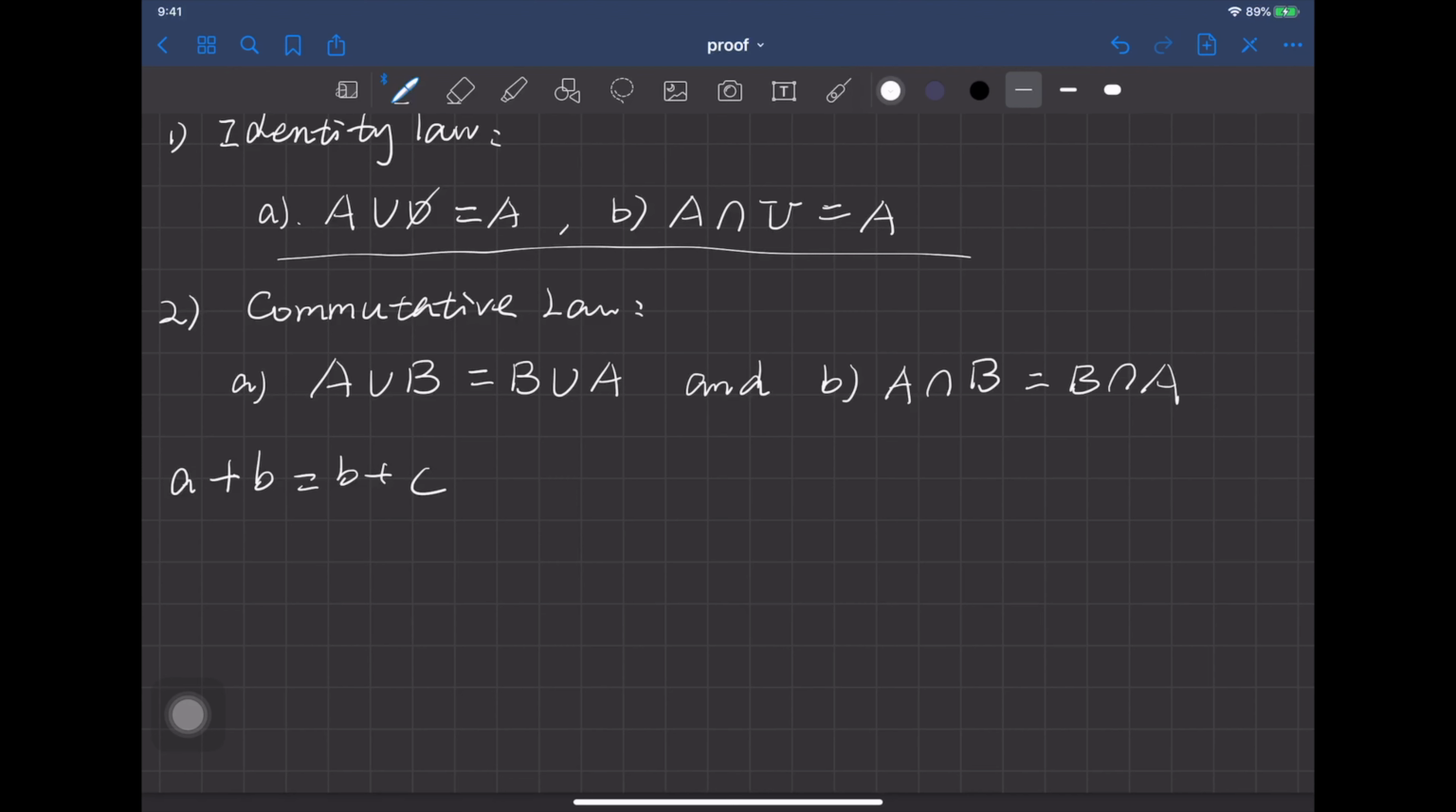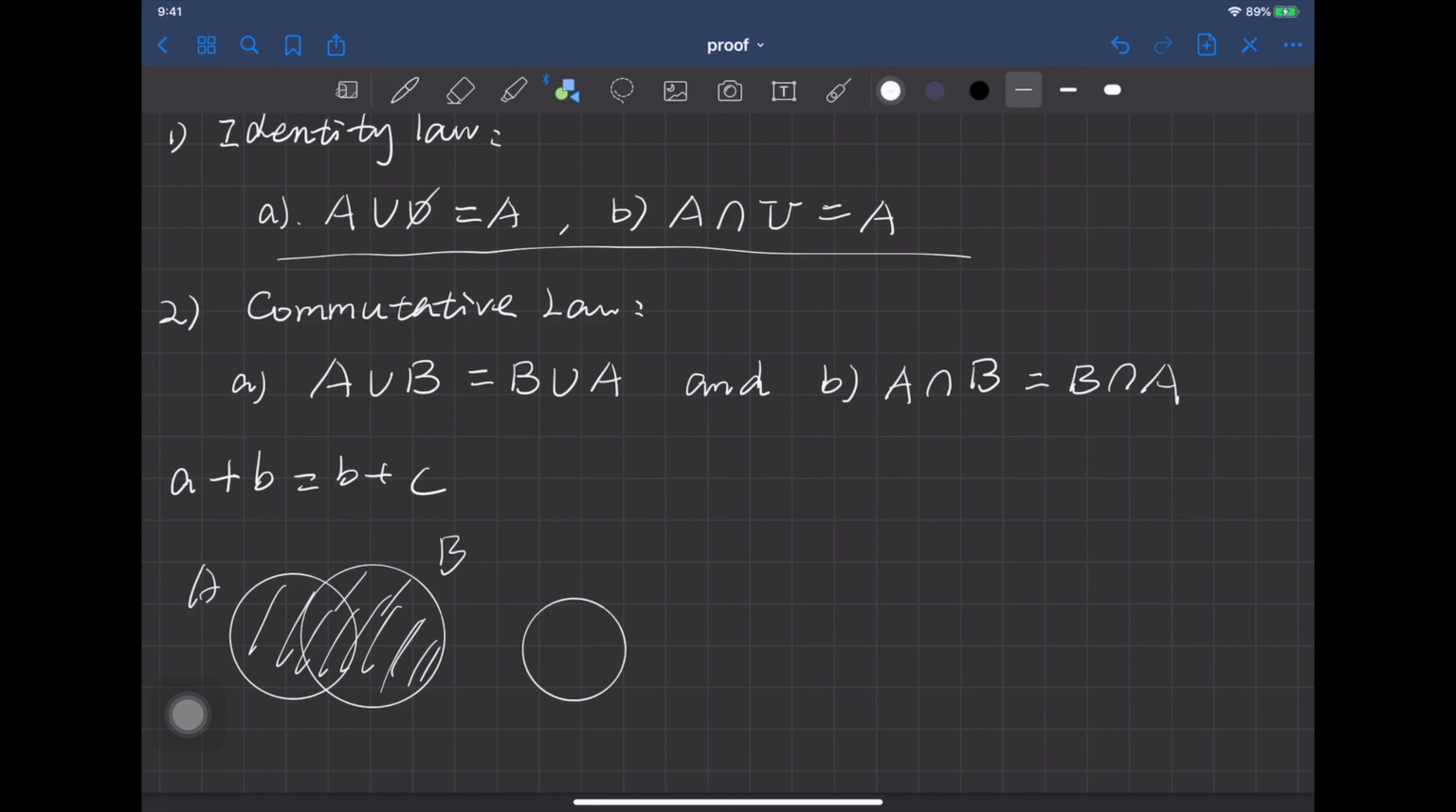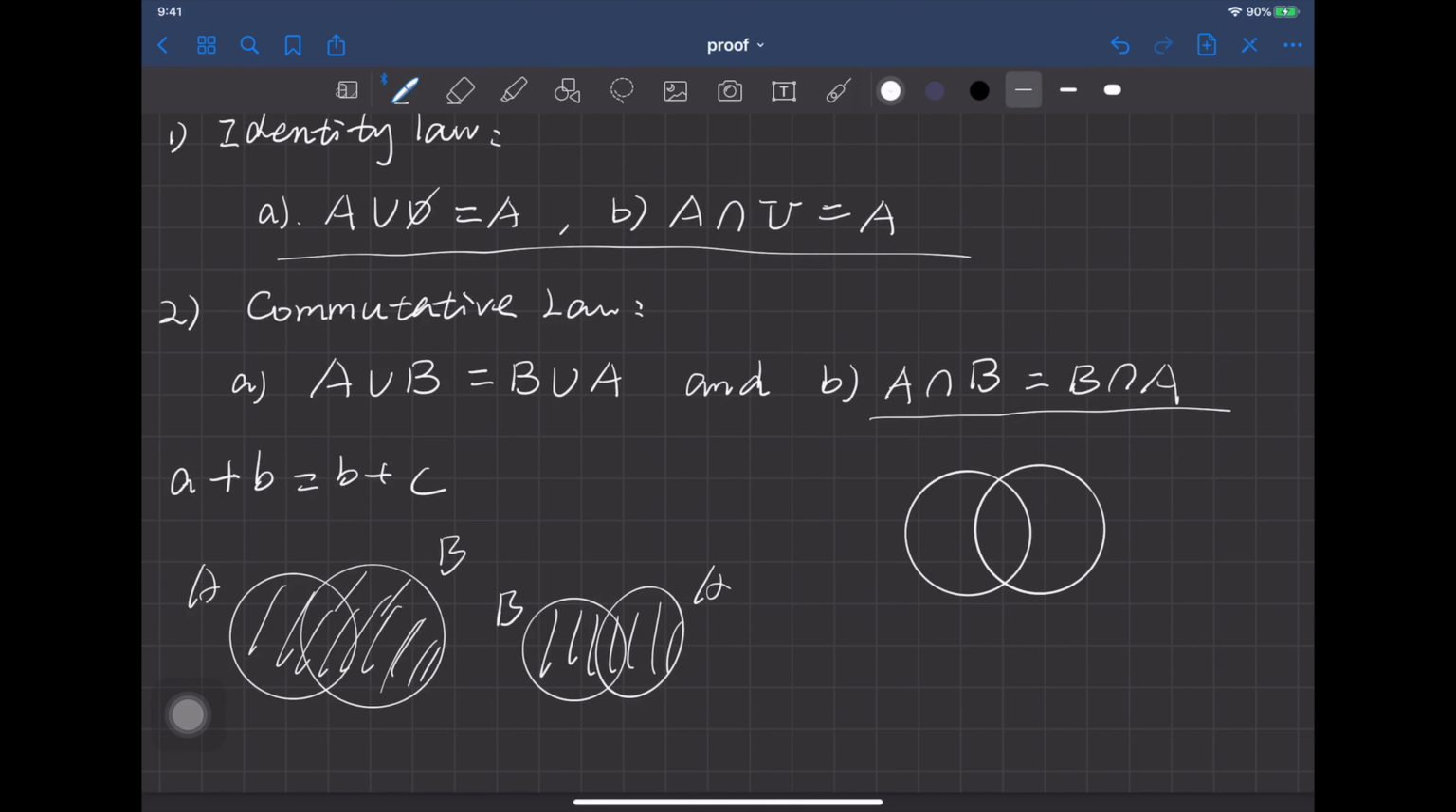You can also use a Venn diagram to show they are really the same. A union B means we have a set A and a set B here, and we shade this region to indicate A union B. But B union A is quite similar. We just have a set B and a set A here, and it indicates the same area.